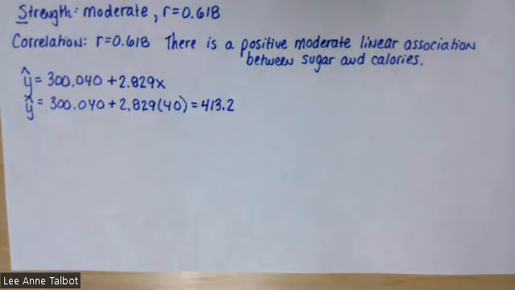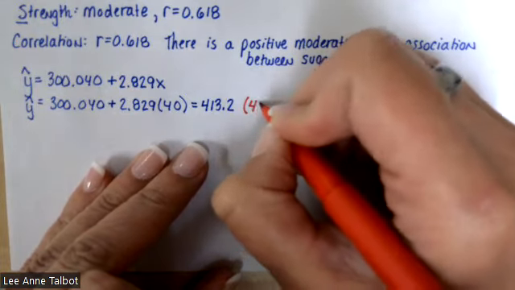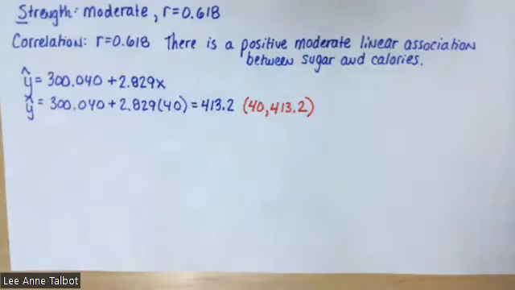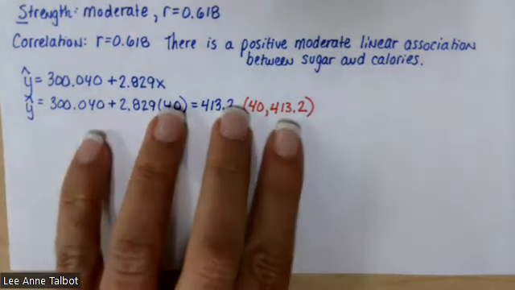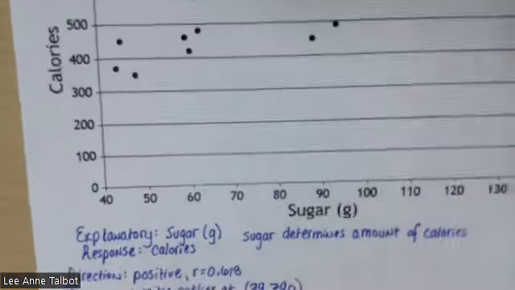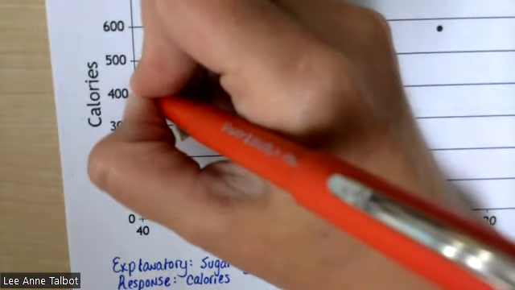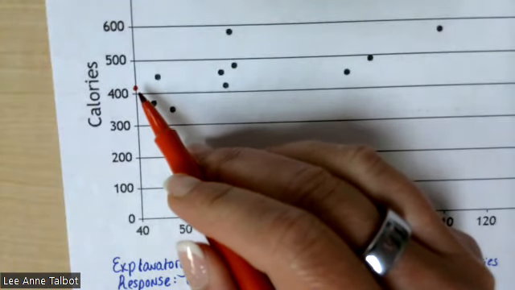I'm going to switch colors just in case you're that type of note taker like I am. Okay, so scroll up. 40 comma 413.2, and just do your best. 40 comma 413.2.